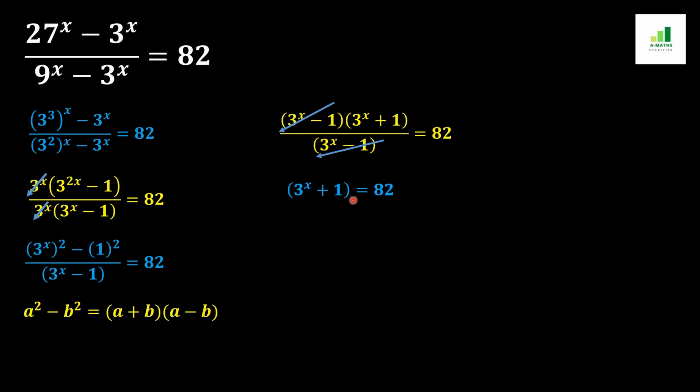Now in the next step, this plus 1 will move to the other side of the equation, and it will convert to minus 1, and we should get the value of 3^x as 81. Now this 81 can be written as 3^4, and from the basic rule of algebra, if two values have the same base and they are equal, then their powers are also equal. So here we get the value of x is equal to 4, and this x equal to 4 is the calculated answer for this expression.